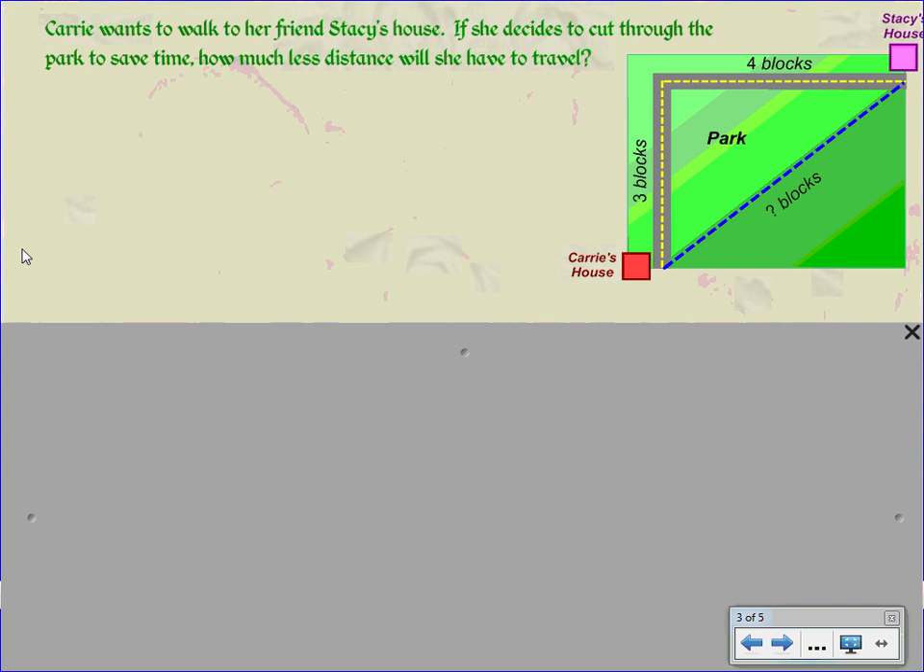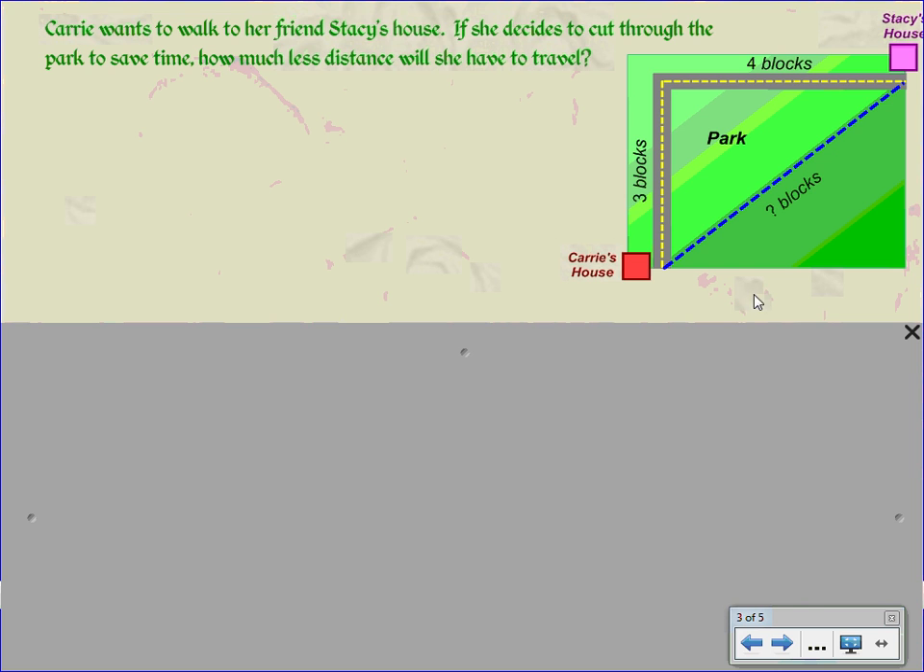So here we have, Carrie wants to walk to her friend Stacy's house. Carrie's house is over here, and Stacy's house is here. And she could certainly walk 3 blocks up this street and 4 blocks over that street to get to Stacy's house. However, there's also a park right here, and she can cut directly through the park. And I want to know how much less distance she'll have to travel. So I want to know what this distance here is. How many blocks would it be if she walked through the park? And then, of course, how much she will save by cutting through the park instead of taking those streets.